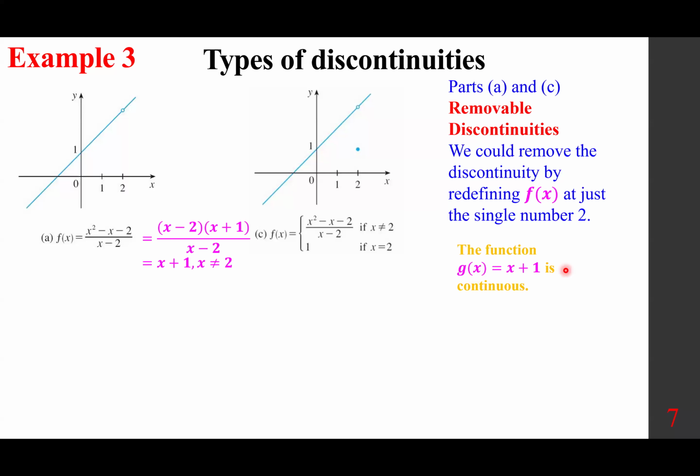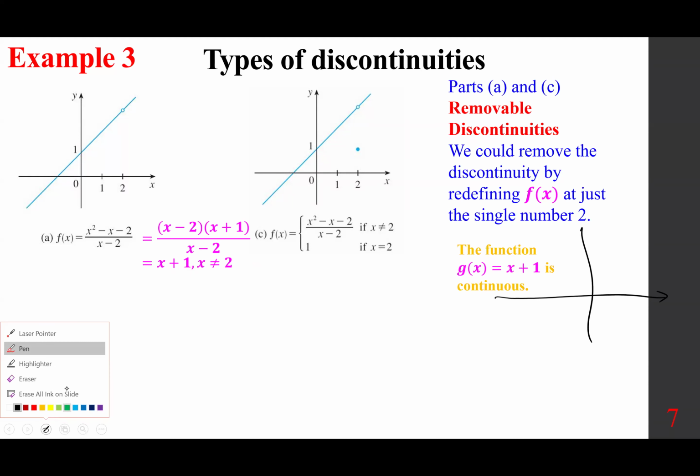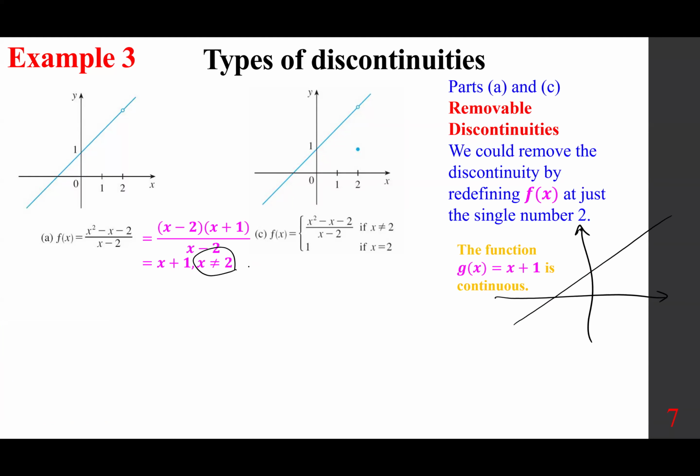Now this function, without this restriction, is a continuous function. This function is just a line. This function is the same line, everybody. But no restrictions. Same line, no restrictions. So x can't be 2.